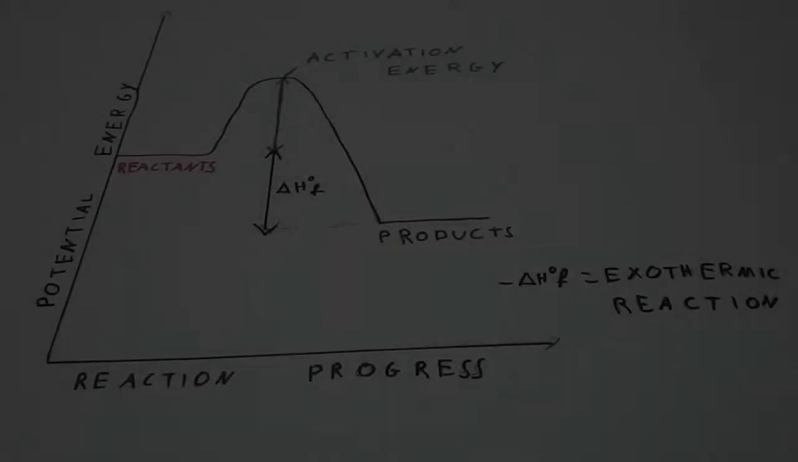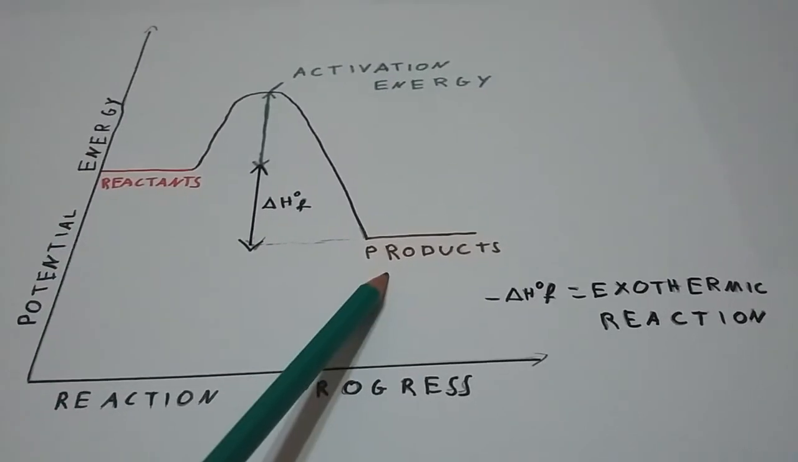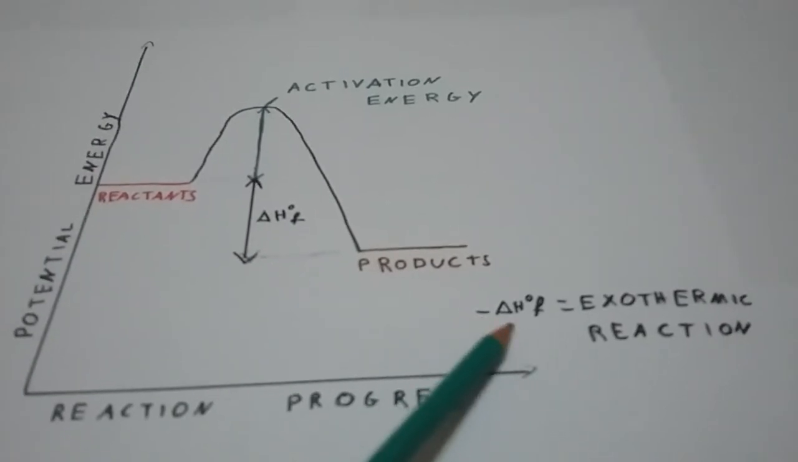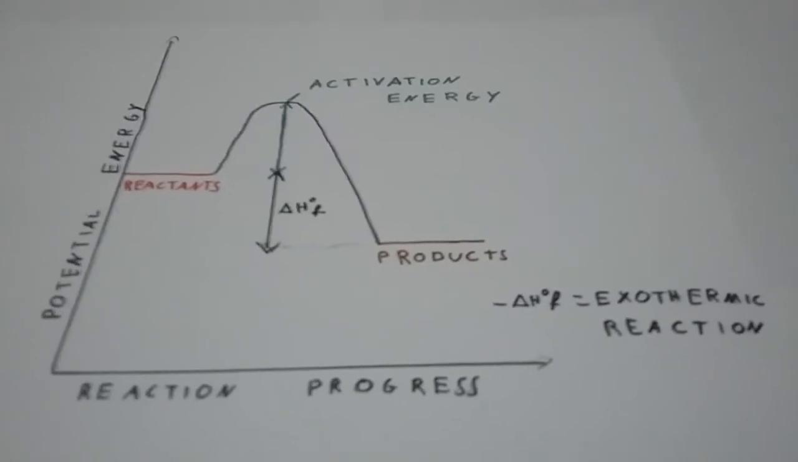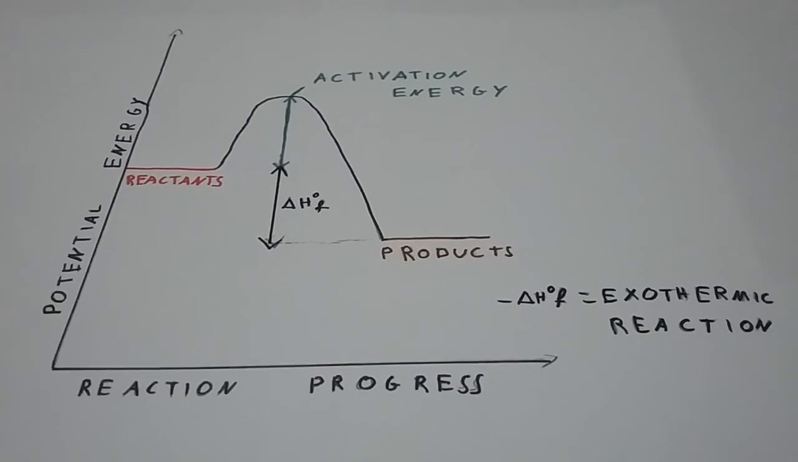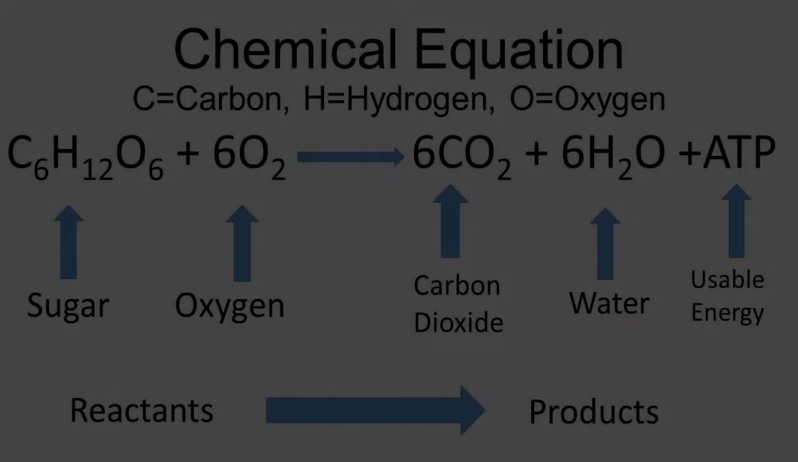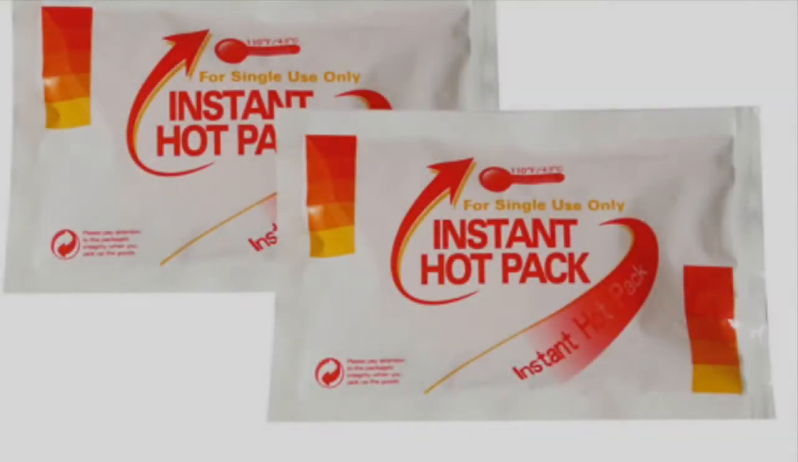Let's have a look at the graph. Reactants have a higher potential energy than the products. This means their difference is negative, therefore delta H is negative. This type of reaction happens in a very short time, since the difference between the activation energy and potential energy of reactants is not that high. In our daily life, cellular respiration, hot packs, and combustion are types of exothermic reactions.